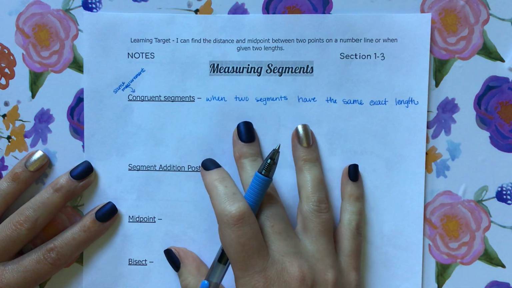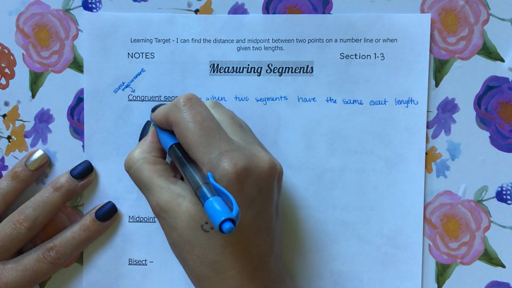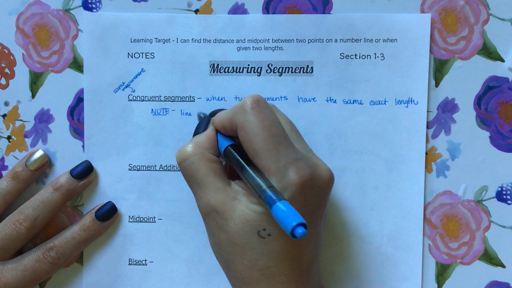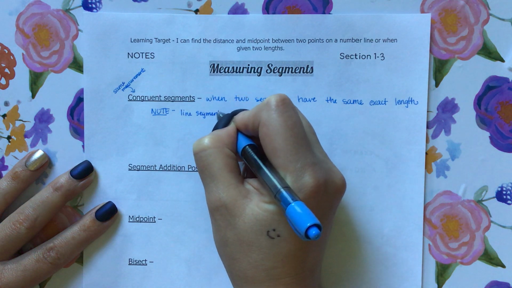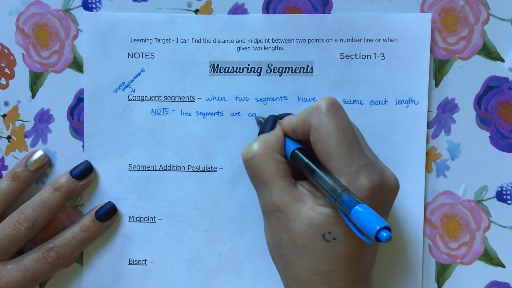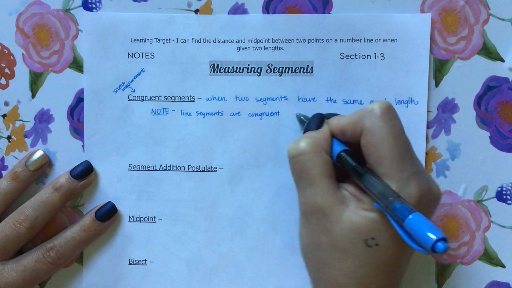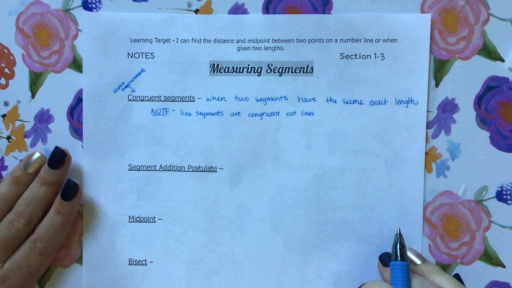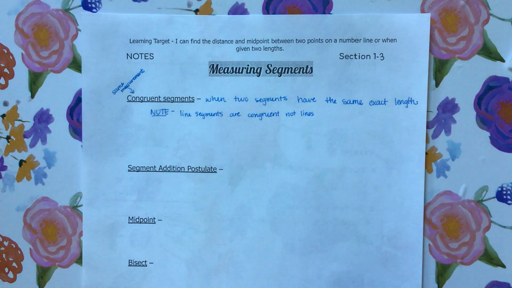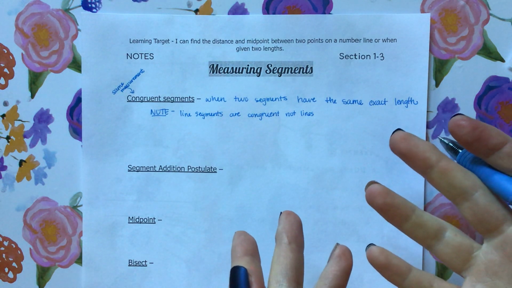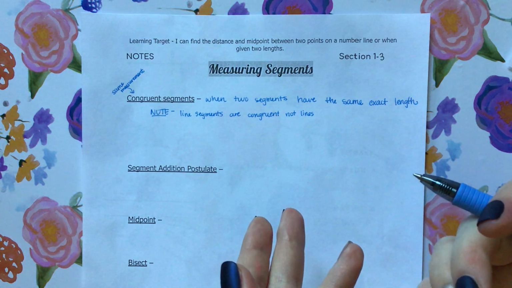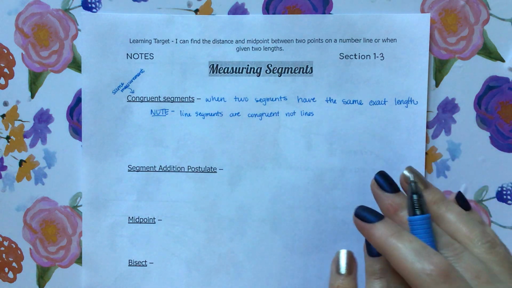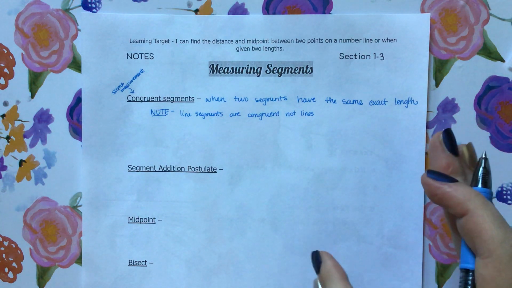All right, I want to tell you a few things. First of all, note. Line segments are congruent, not lines. We do not say that line AB is congruent to line XY because they both go on for forever, and so that doesn't really have an incremental measurement or value to it other than infinity. So we use congruent for segments, not lines.